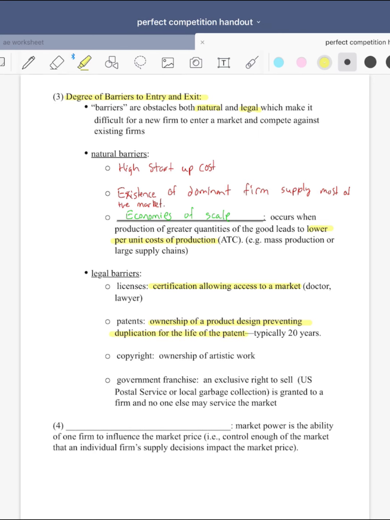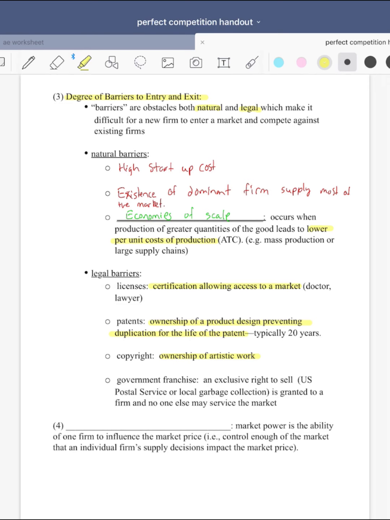So in case I wanted to be a pharmacist, I can't go behind the counter of Walmart right now and start mixing up prescriptions. I need a license or a certification in order to do so. So that could be considered a legal barrier, something that's preventing people from entering into the market and competing against existing firms.